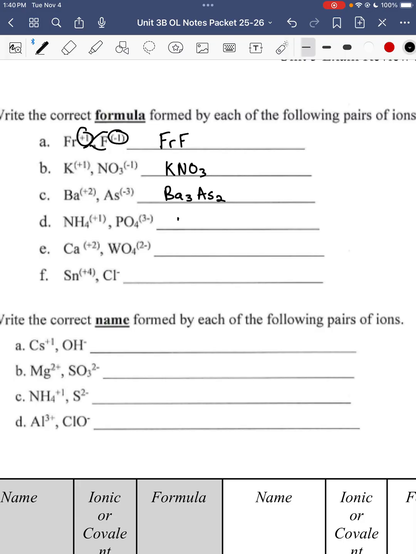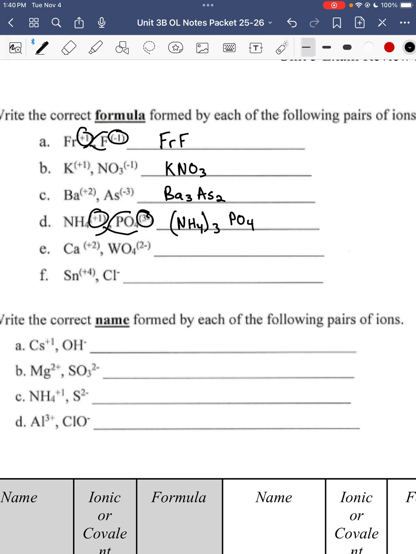Next, a crossover with polyatomics, so I need to be sure to keep anything in parentheses. I'll have 3 NH4s and 1 PO4 because I'm simply swapping the charges. Nothing changes about the PO4 or the NH4.